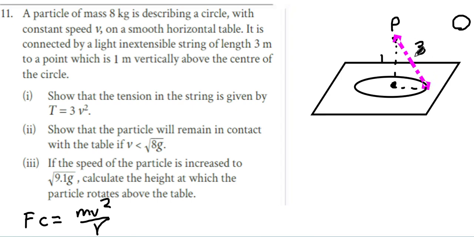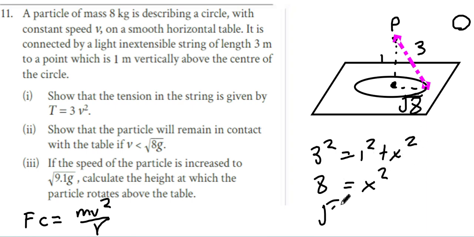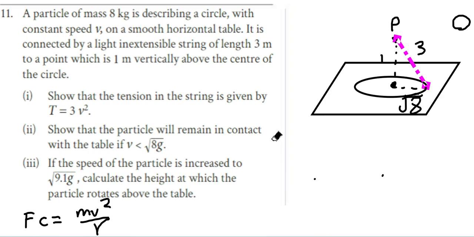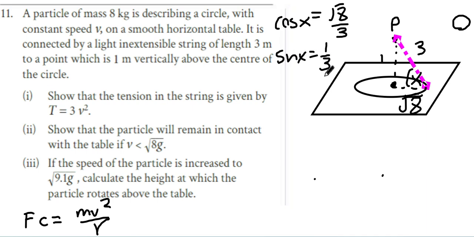If I do Pythagoras' theorem, the other side's going to be root 8. It's 3 squared equals 1 squared plus x squared, so 8 equals x squared, and root 8 equals x. All good? Now that we've established that, I'm going to use an angle x. So cos x is root 8 over 3, and sine x is 1 over 3. We all good with that?